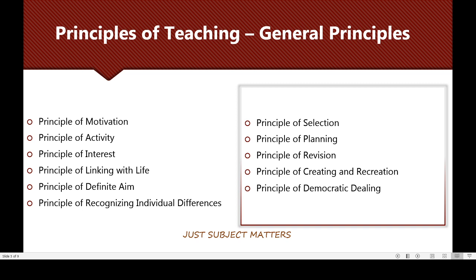And the principle of recognizing individual differences. Every student is unique in terms of intelligence, aptitude, ability, etc. So the teacher's method should be devised in such a manner that all the students avail equal opportunities in life. And the principle of selection is where the horizon of knowledge is expanding every single day. The teacher should be able to pick contents that are more relevant and updated to the learner's objectives.